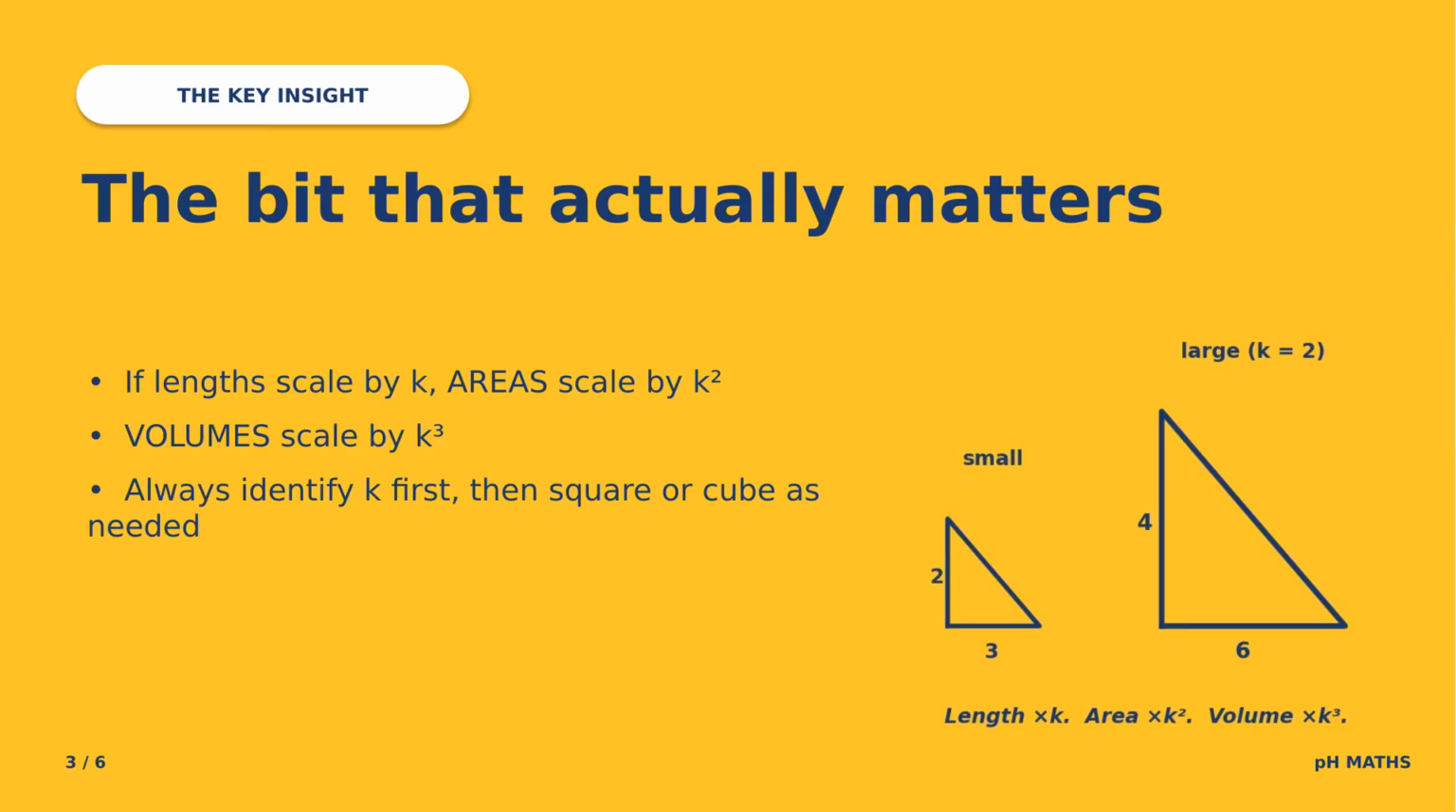Key insight: the scale factor k is for lengths. Areas scale by k squared. Volumes scale by k cubed. So if the lengths double, the areas quadruple, and the volumes go up by a factor of 8. Identify k first, the linear ratio, then square it for areas and cube it for volumes.